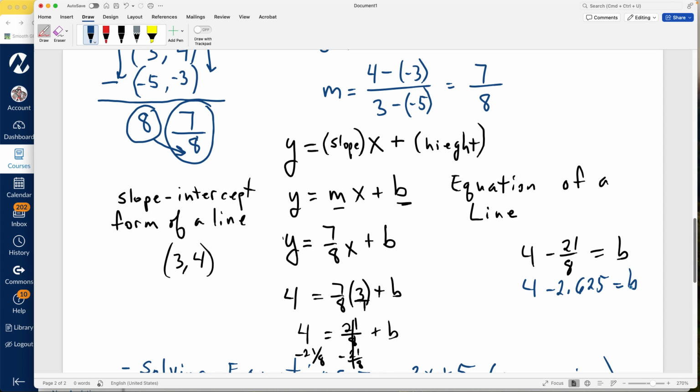And now I can use a calculator. 4 minus 2.625 is 1.375. So now I've got my linear equation. Put it over here. Let's do it in red. y equals 7/8, slope, times x plus 1.375. So it was close to 1, but it's a little bit higher. If I actually graph this, that's my equation of the line.